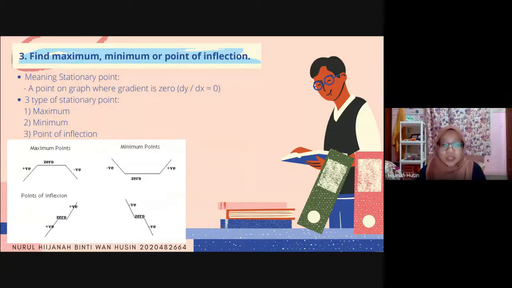We also apply differentiations to find maximum, minimum, or point of inflections. The meaning of stationary point is a point on a graph where the gradient is 0. That means dy/dx equals 0. The 3 types of stationary points are maximum, minimum, and the last one is point of inflections. At maximum point, the gradient is positive just before the maximum. It is 0 at the maximum and it is negative just after the maximum. At minimum point, the gradient is negative, 0, then positive. Finally, at point of inflections, the gradient can be positive, 0, positive, or negative, 0, negative.